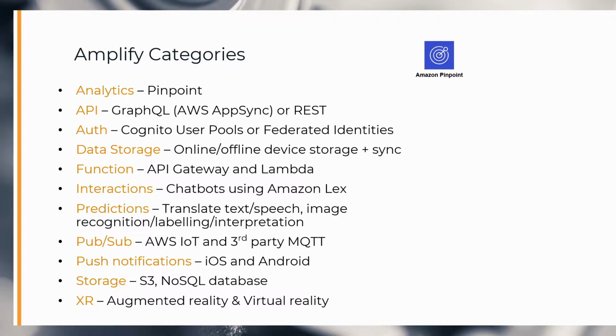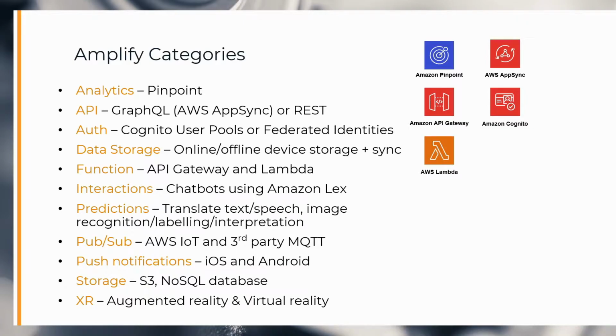Looking at those categories in a little bit more detail, around analytics, at the back end, it leverages Amazon Pinpoint to provide that user engagement experience as well. On the API category, we can choose between GraphQL or REST, and that essentially provisions AppSync or API Gateway resources in our backend. The auth category, or authentication category, uses a consumer-based identity service, Cognito, and we can use Cognito user pools or federated identities, as well as social identity providers such as Google and Facebook. On the data storage category, that provides us some online-offline data storage on the device and allows automatic syncing and caching, those sorts of services.